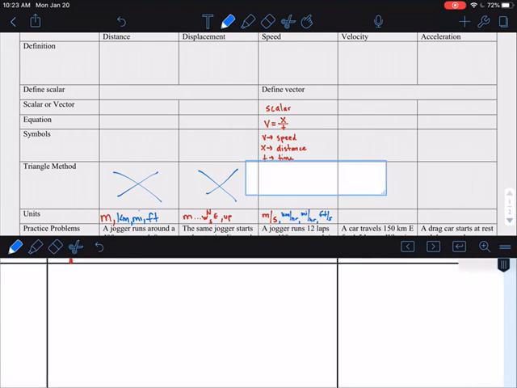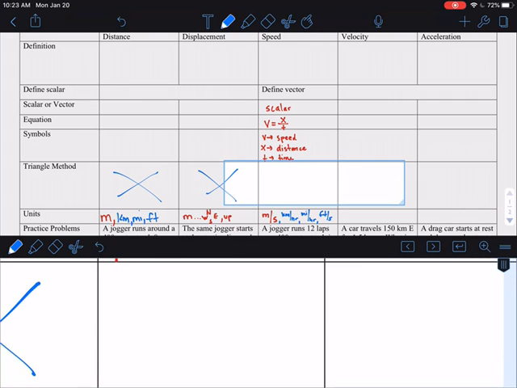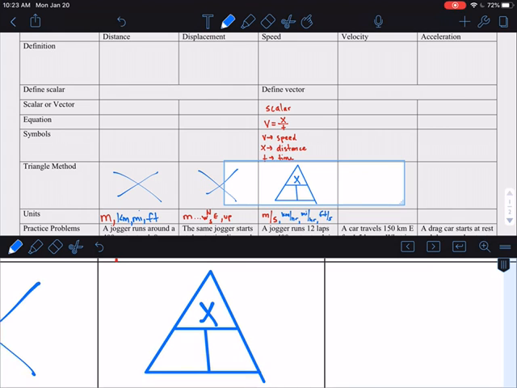All right, so now let's go ahead and go to the triangle method. You might have seen this before, but really it's just a method to rearrange the equation without having to do algebra. So let's go ahead and make our triangle to look like this. In the top point of our triangle, we need to put x, for distance. V in the bottom left, T in the bottom right.